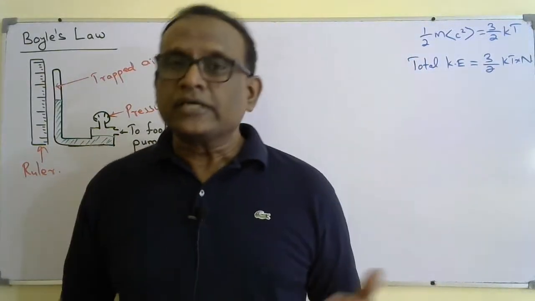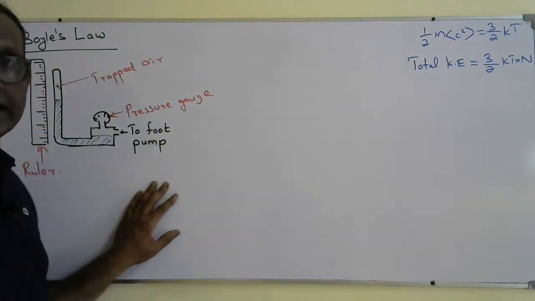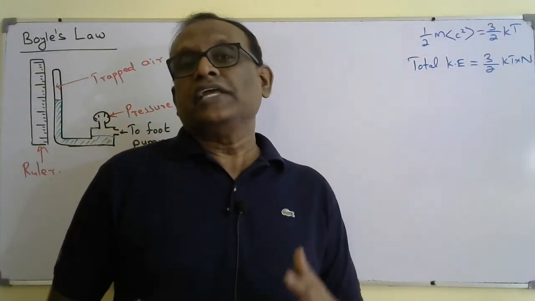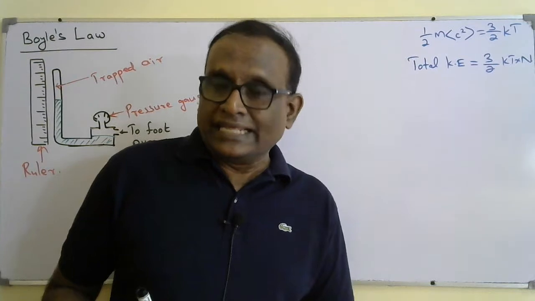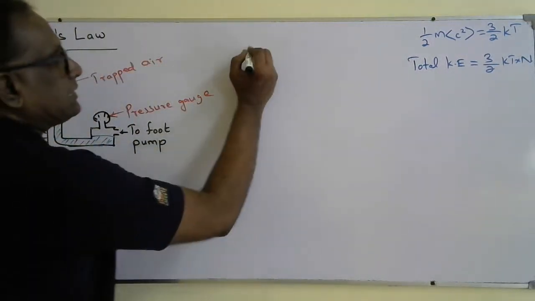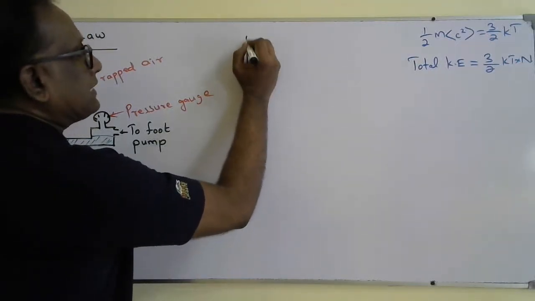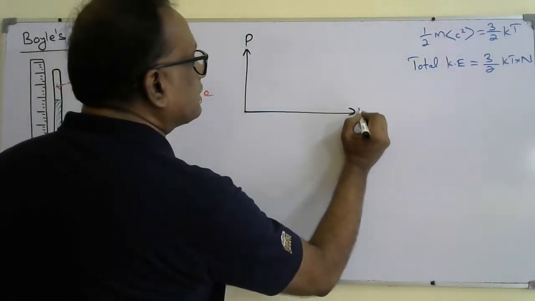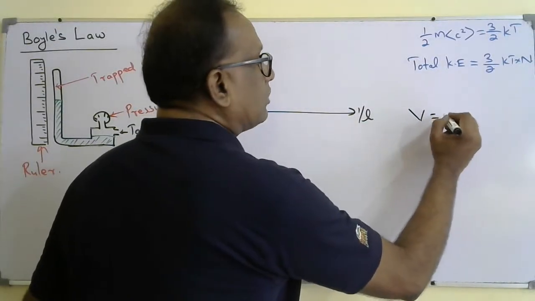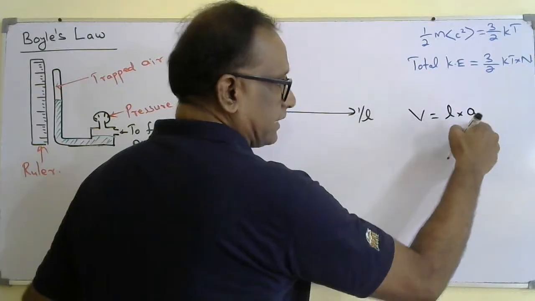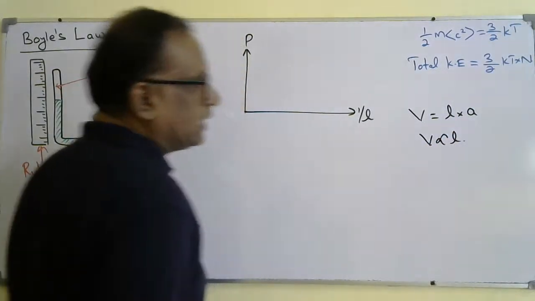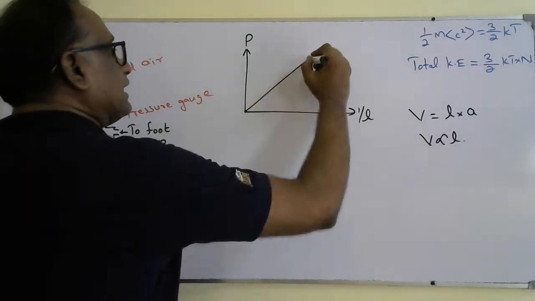Then you are going to plot a graph of pressure against 1 over volume. But we know that volume is directly proportional to length because the area of cross section is uniform. So we can plot a graph of pressure, that means the reading of the pressure gauge, against 1 over length of the trapped air column. Since volume is equal to length times area of cross section, uniform cross section area means volume is directly proportional to length. So you plot a graph and you will get a straight line through the origin.